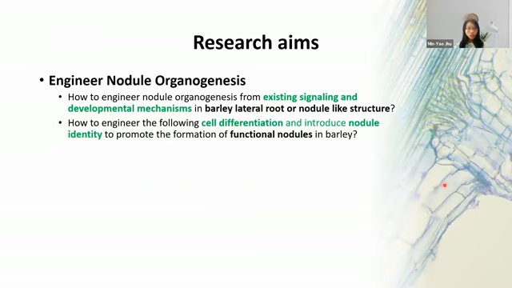The second question will be, for the engineering process, we also need to engineer the following cell differentiation steps and then introduce the nodule identity. So then the cell will differentiate appropriately and create the environment that's suitable for rhizobia, and then actually form a functional nodule, not just a nodule-like structure.